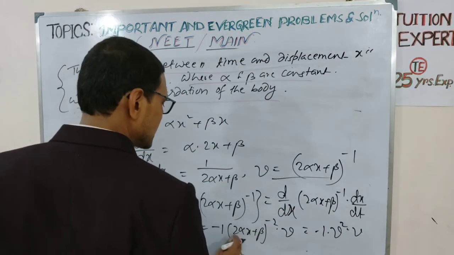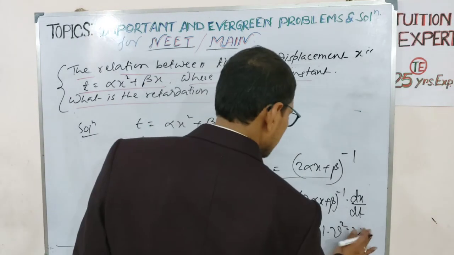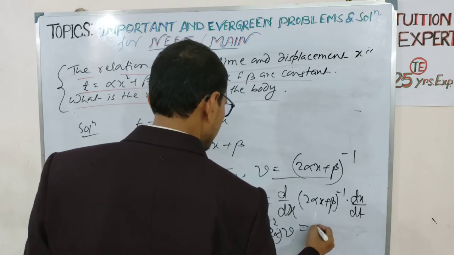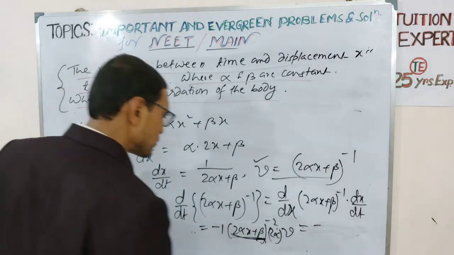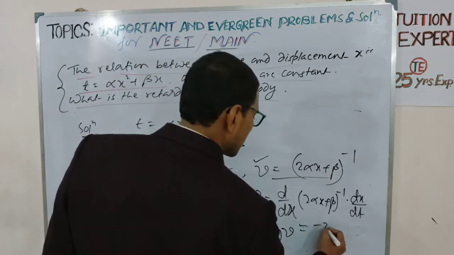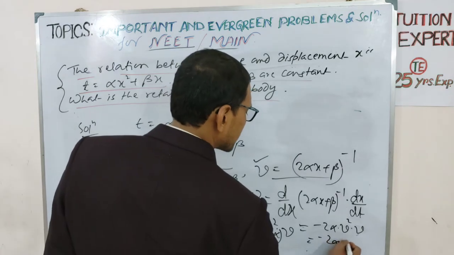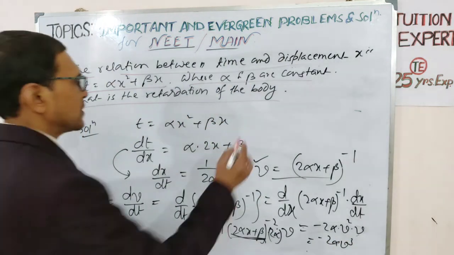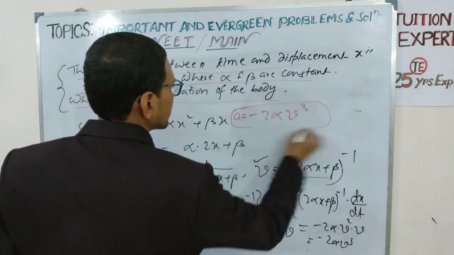Now what is the derivative of this? The derivative of this equals this into 2 alpha. Now put velocity equal to this here: minus 2 alpha v squared into v, that is minus 2 alpha v cube. This is the answer, minus 2 alpha v cube. This will be the retardation.